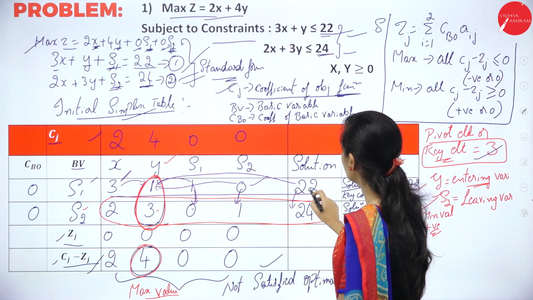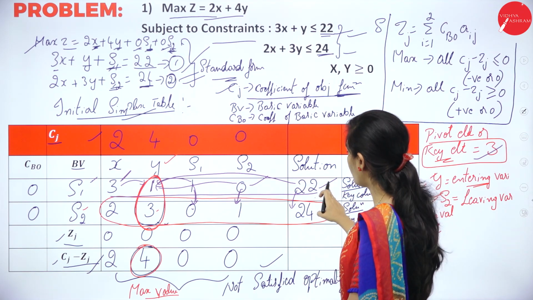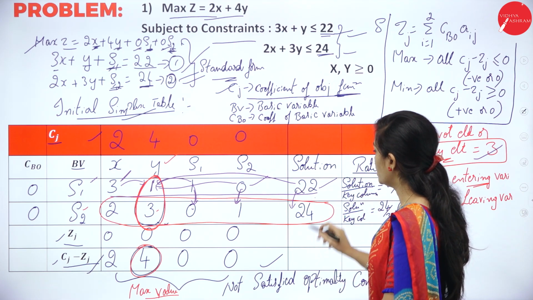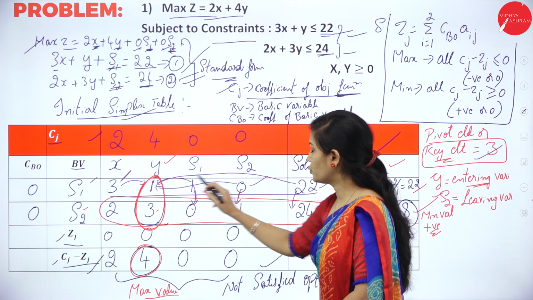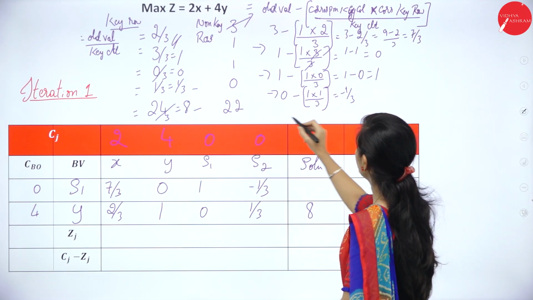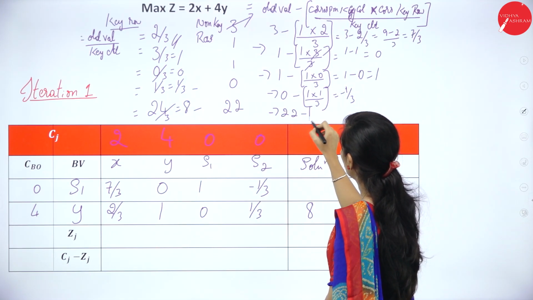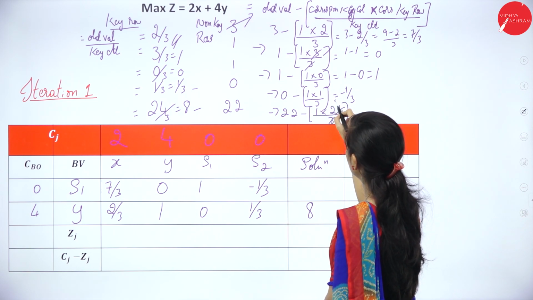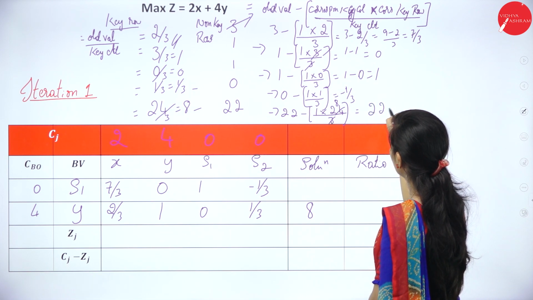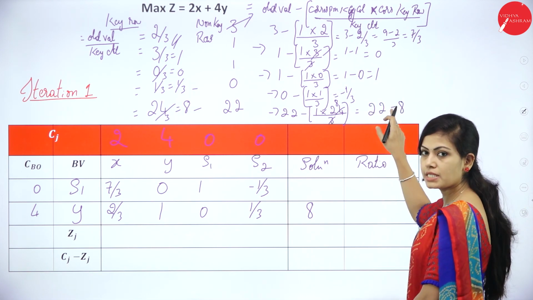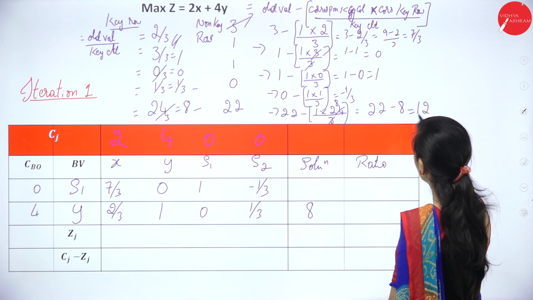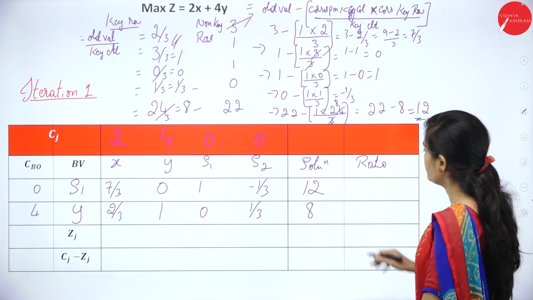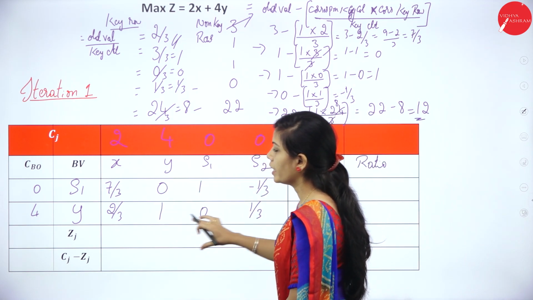And the next one, 22 is my old value. The corresponding key column is 1, and the corresponding key row is 24. So 22 minus 1 into 24 by 3. 3 ones are 3, 3 eights are 24. So 22 minus 8 is equal to 12. I will write here 12 is my new value. So here I got all the new values.